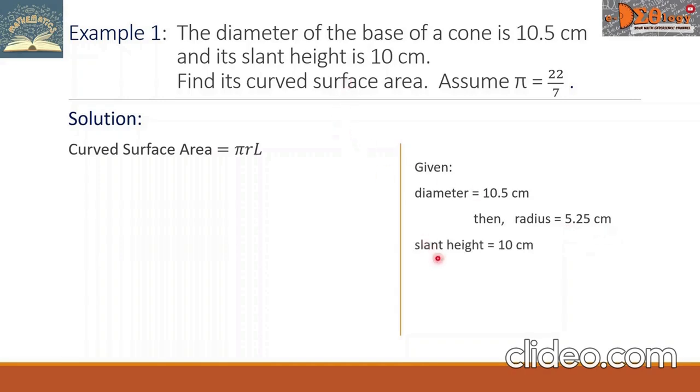Another given is the slant height equals 10 centimeters. Now let us substitute the values to our formula. So we have pi as 22/7 times 5.25 times 10. And the final answer is 165 square centimeters. This is the curved surface area.